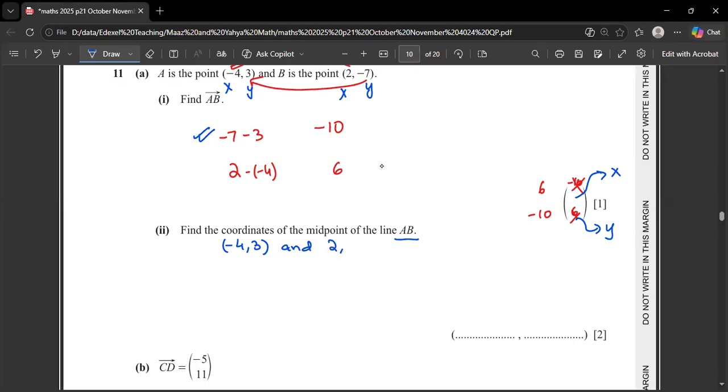-4, 3 and 2, -7. So how to find out the midpoints? We can use x equals x1 plus x2 divided by 2, and y1 plus y2 divided by 2. That's going to be the value of y, okay?